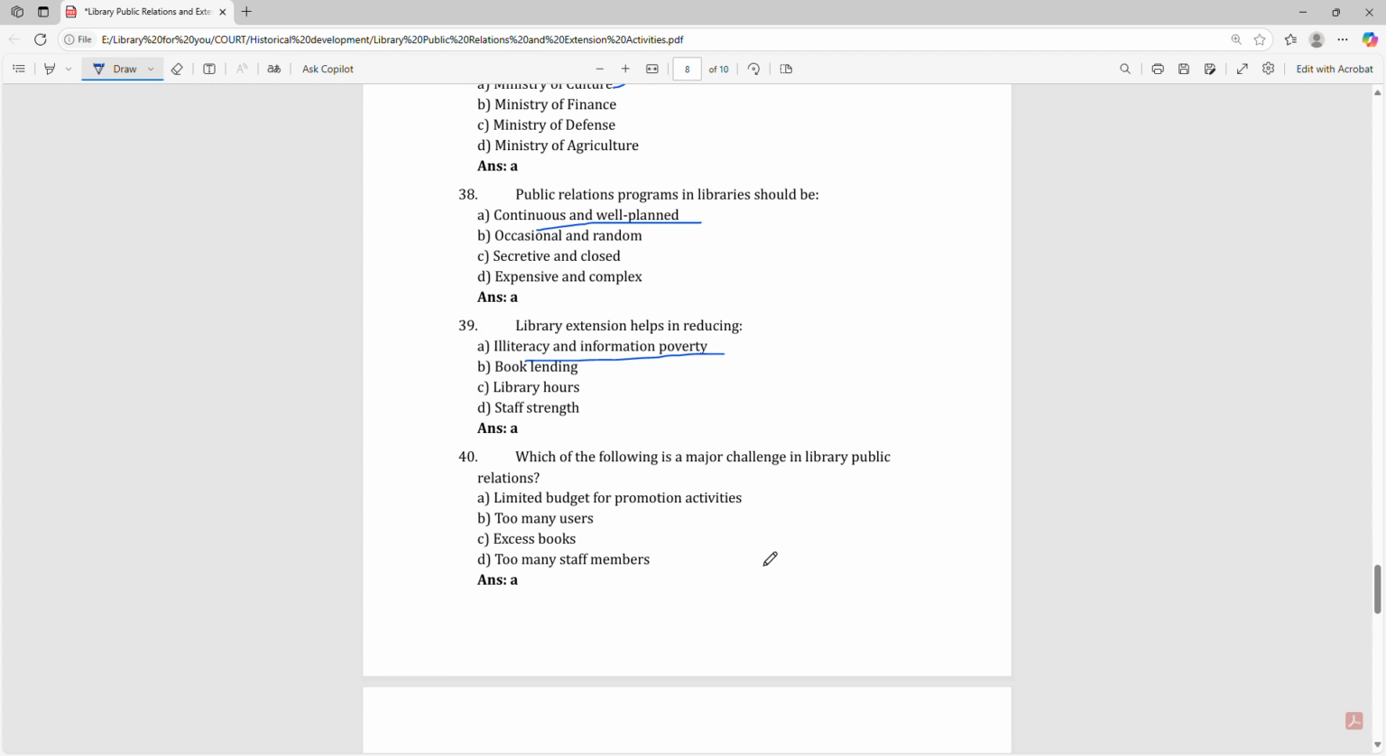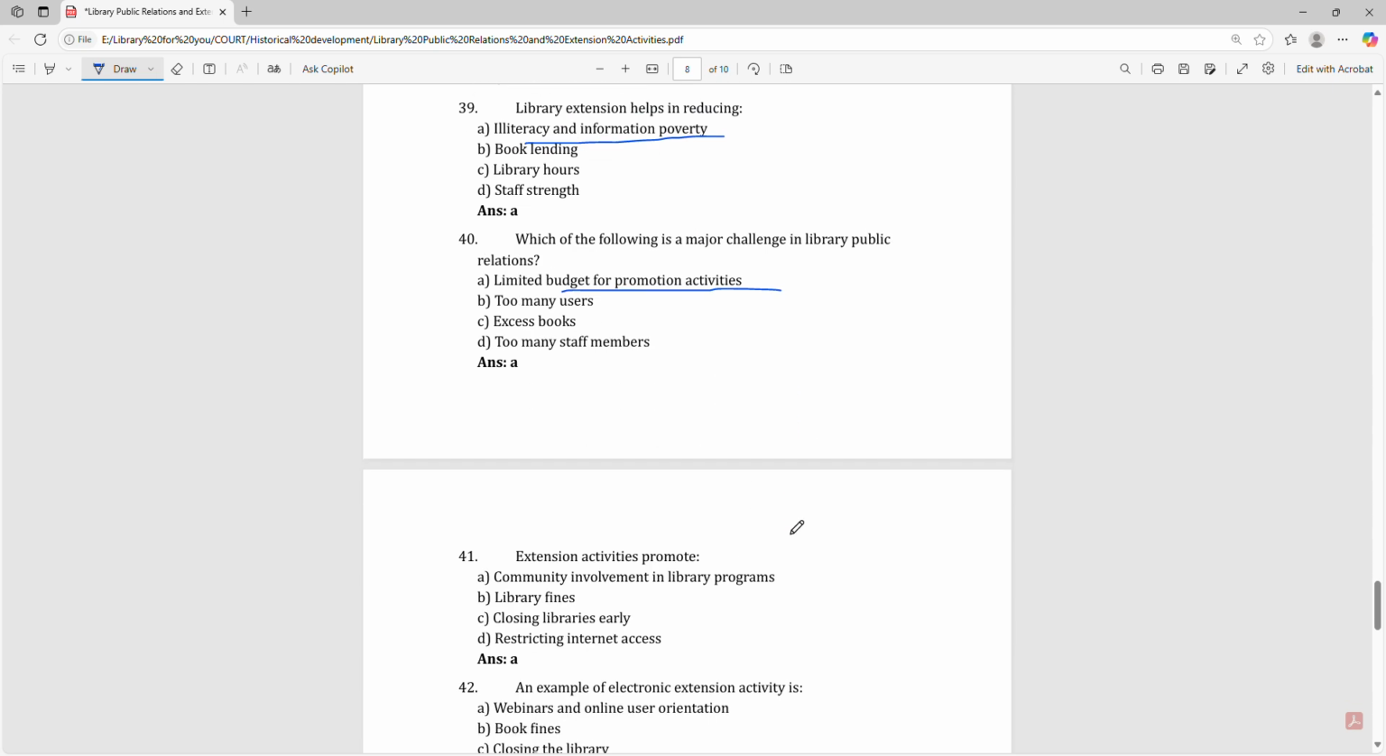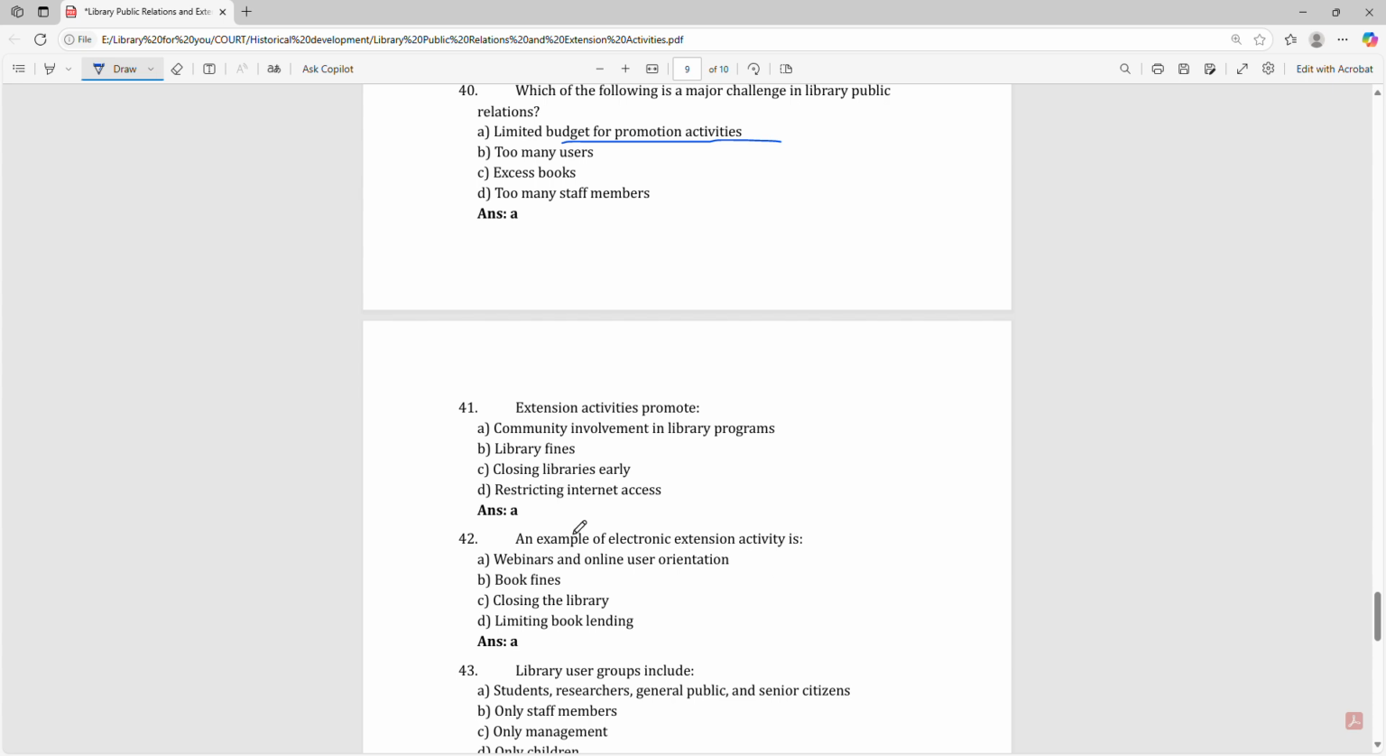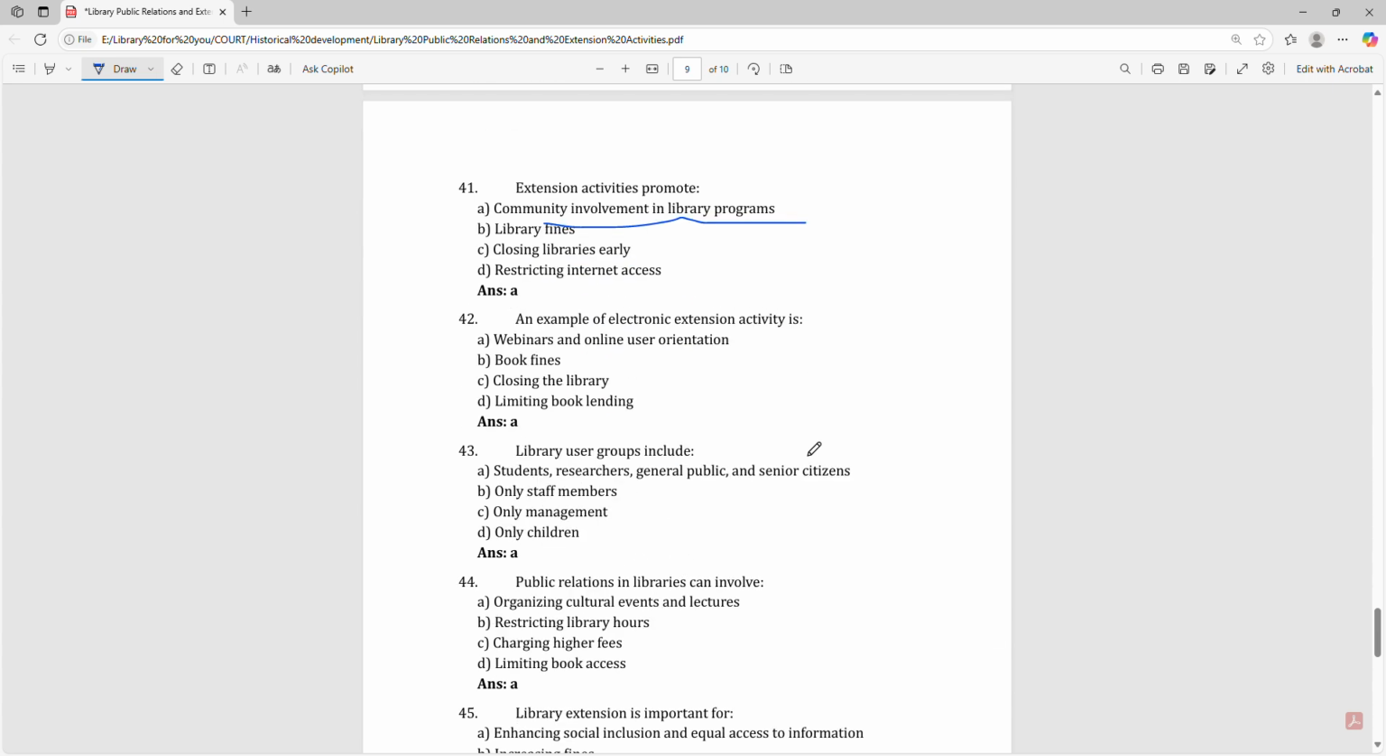Which of the following is a major challenge in library public relations? Limited budget for promotion activities. Extension activities promote community involvement in library programs. An example of electronic extension activity is webinars and online user orientation. Library user group includes students, researchers, general public and senior citizens.